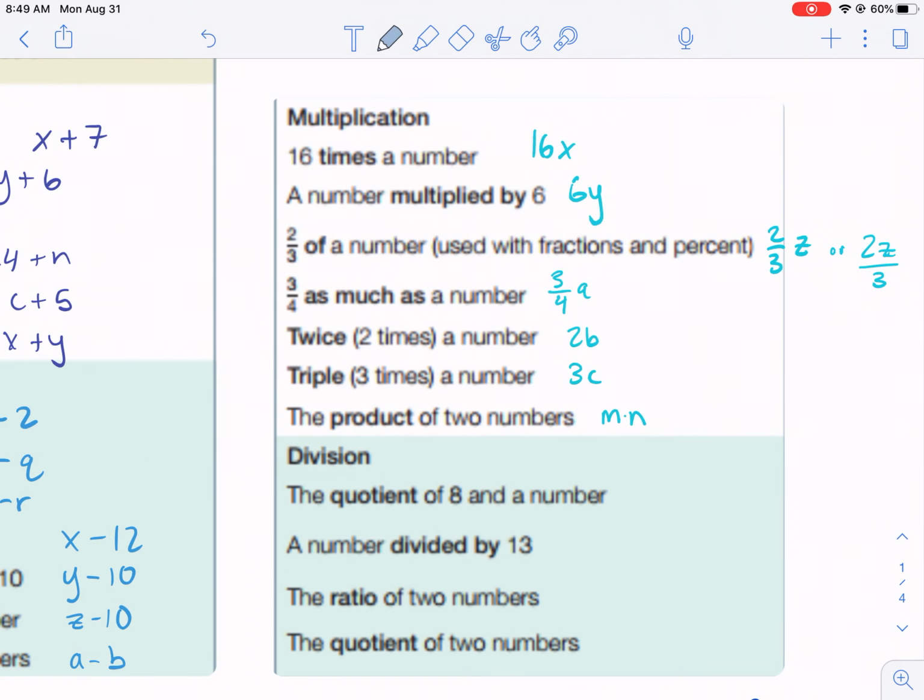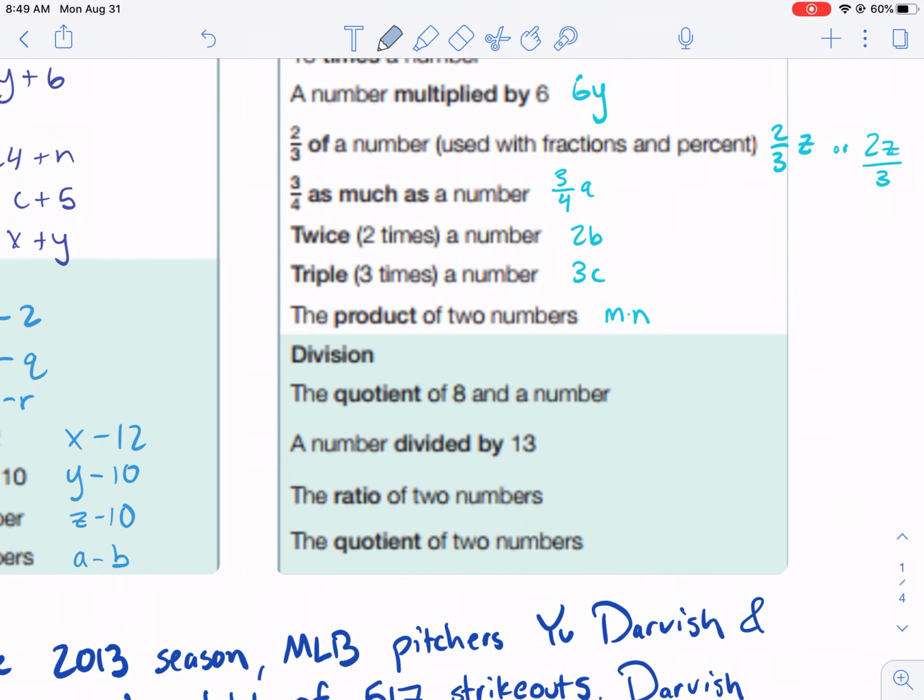Last one, here's our last shade of blue. We're on division. The quotient means divide. The quotient of 8 and a number. So here we have 8 divided by x. The quotient of 8 and a number, that number goes on the bottom.